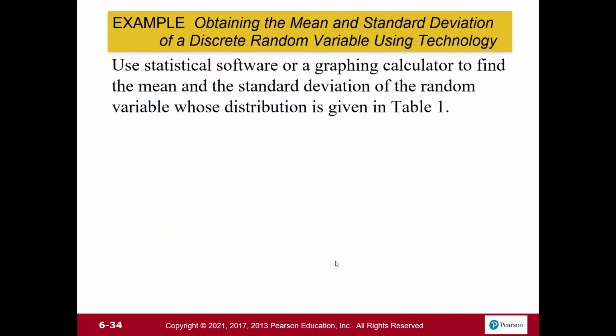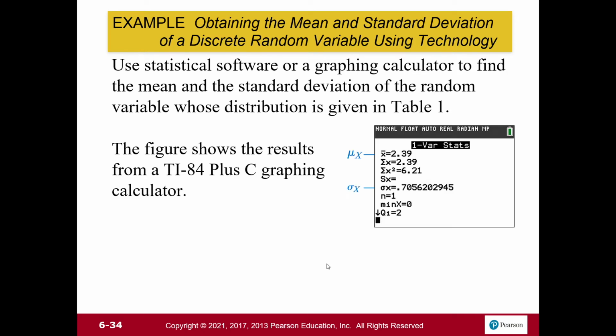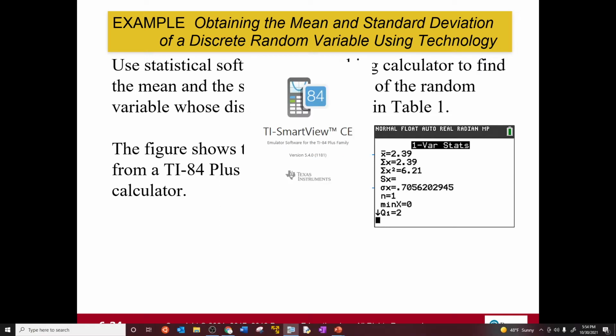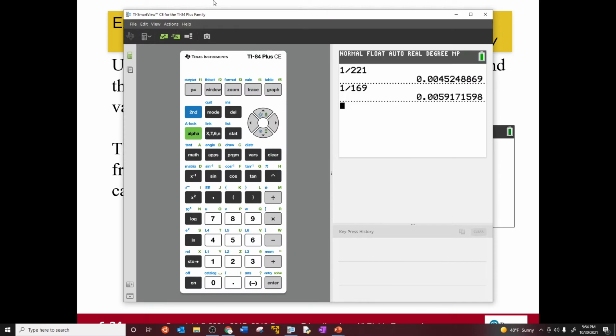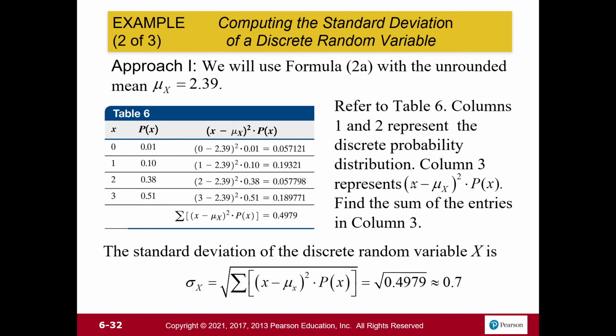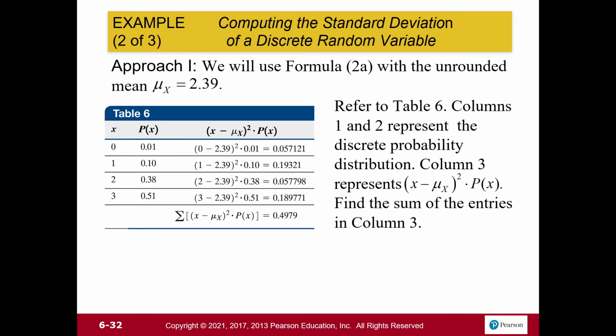Now here it says using statistical software or a graphing calculator to find the mean and the standard deviation of a random variable whose distribution is given in table 1. And they did it. I guess it would be a good idea to try to do this as well, just so that we're clear on how it's done. They didn't show the data entry part of this, so I'm going to go back to table 1 and let's take a look at how we would enter this in.